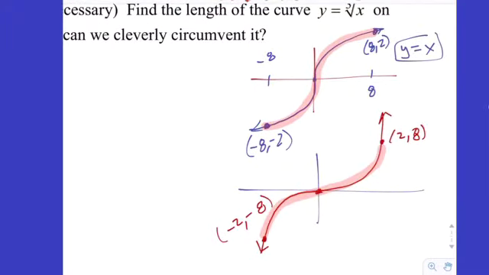Now whenever you reflect something across a line, including the line y equals x, it's called a rigid transformation or an isometry. You don't have to know that word. But what that means is we don't change the length of the curve. The length of the curve is preserved.